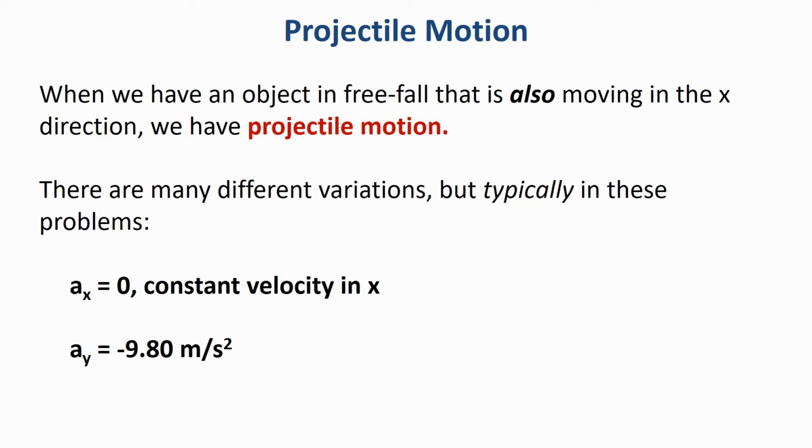So I'm going to have acceleration from gravity in the y direction, and then we'll assume that there's no acceleration in x. So I've got some basketball or cannonball or satellite that's moving, no acceleration in x, acceleration of negative 9.8 in the y direction. And it turns out these problems are really interesting and totally doable.